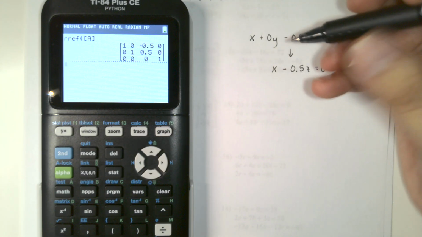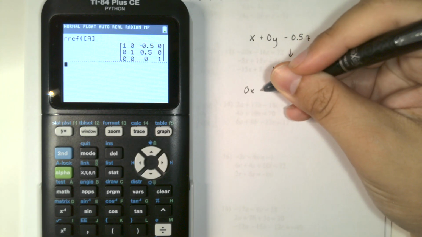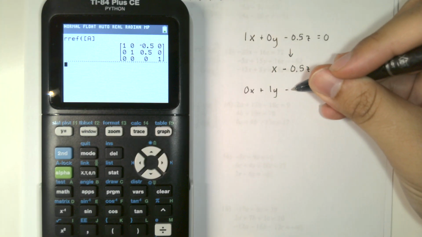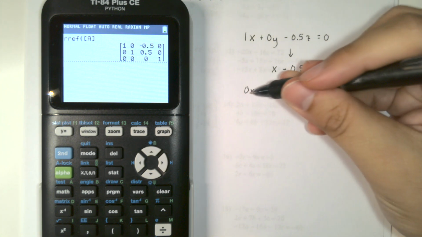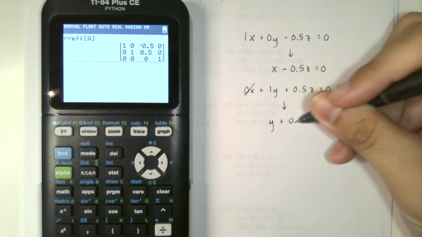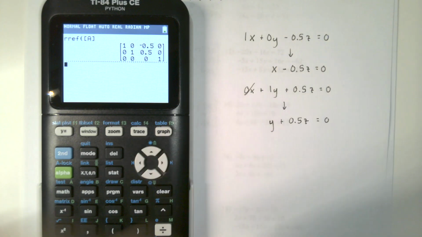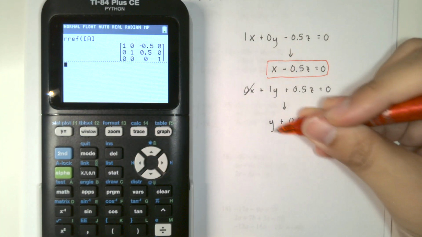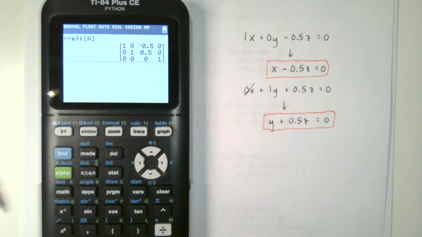The second equation is very similar. That one means that we have 0x plus 1y, and then plus 0.5z is equal to 0, which really we don't need 0x. And this is really just y plus 0.5z is equal to 0. So there's nothing inherently wrong with these equations. That's fine. It's when we look at the third equation that we run into trouble.